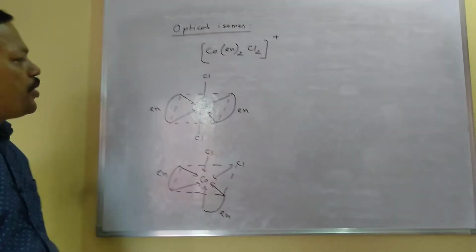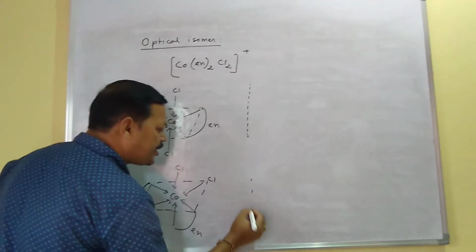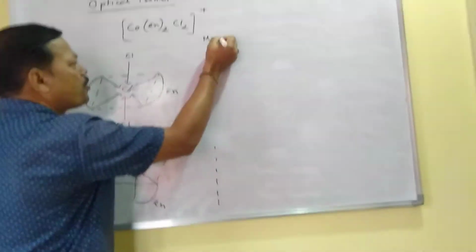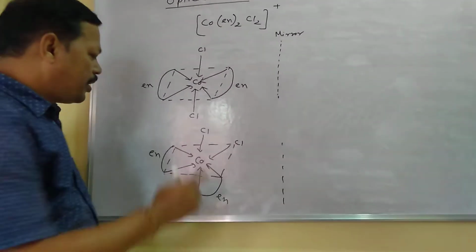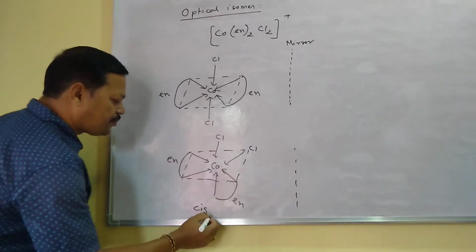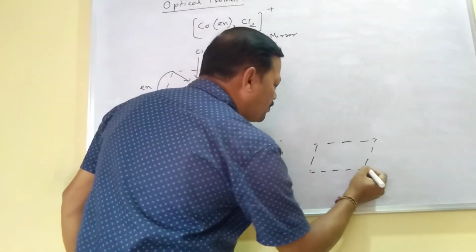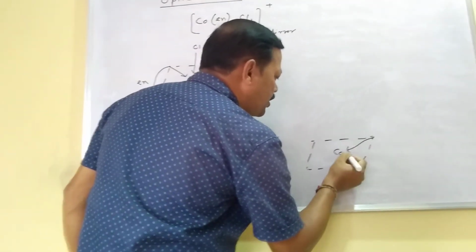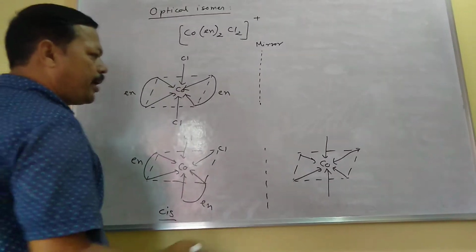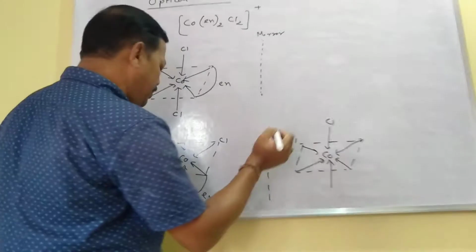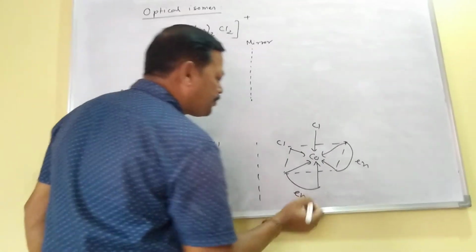To draw the optical isomer, what you have to do? You take one mirror. Suppose this is one mirror, this is another mirror. After taking the mirror, you see the mirror image. In this case, this is the cis isomer. If you draw the mirror image of this complex, then it will be like this: cobalt, and the 6 bonds are like this. In the mirror image, one chlorine will be here, another chlorine will be here. Ethylene diamine, one goes this side, one goes this side.